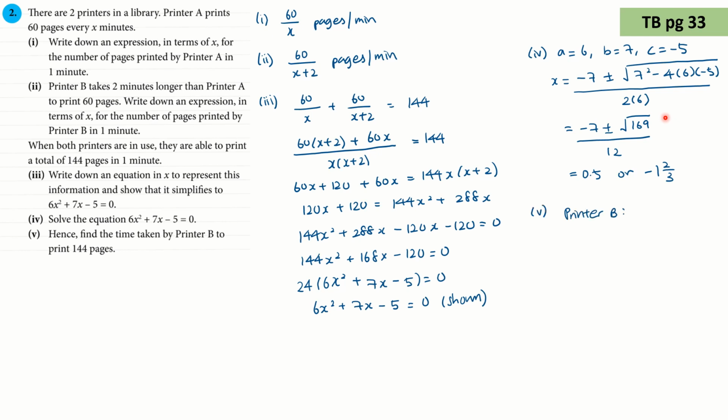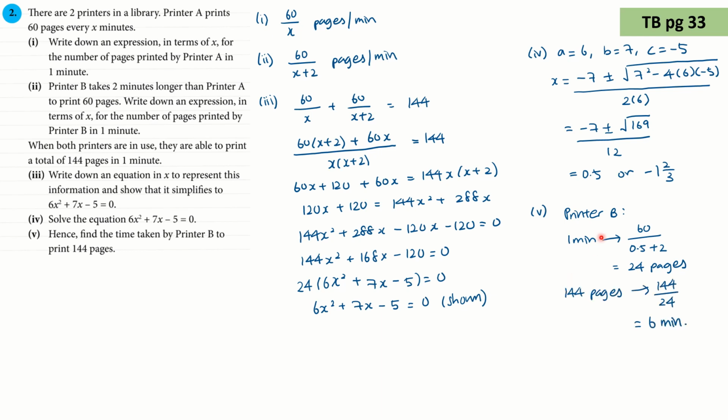Then moving on to the last part, we want to find the time taken by printer B to print 144 pages. So for printer B, we know that in 1 minute, it can print 60 over x plus 2 pages. That means that x is going to be 0.5. I hope you know why I only took 0.5. Because x is referred to be time over here, and time cannot actually be negative. That is the reason why we did not consider it in part 5.